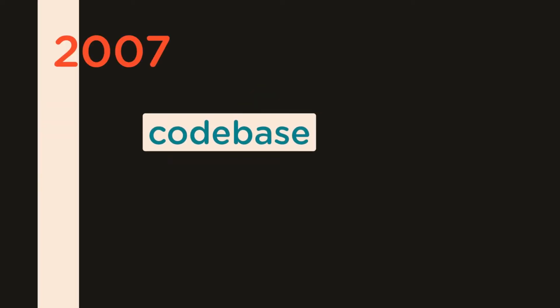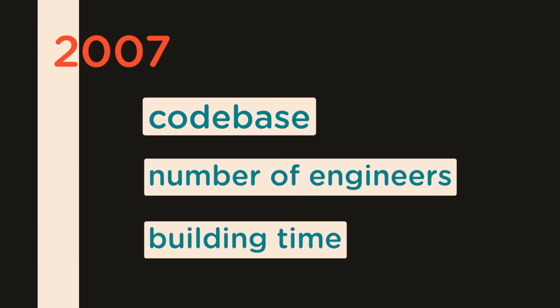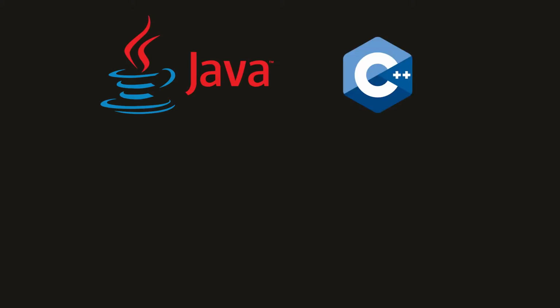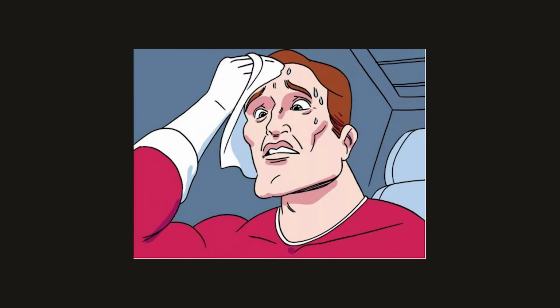Back in time, Google had troubles with scaling with enormous code base, large number of engineers, and building time of some projects could reach dozens of minutes. The codebase of Google was mainly written in Java and C++. Therefore, they had to handle memory sharing or multithreading in big projects, which were affecting productivity, and we can imagine that handing over the code to new employees was not an easy task.